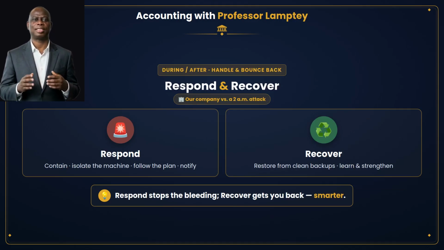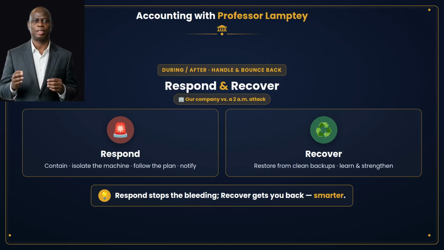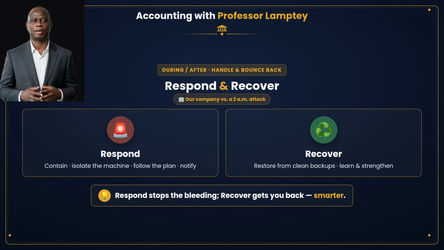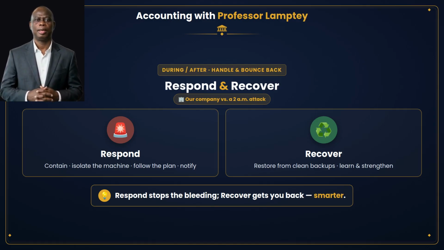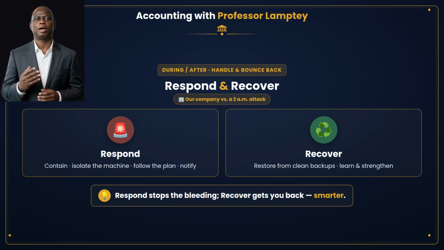The last 2 functions handle the crisis. Respond. Contain the damage and follow the incident plan. Isolate the infected machine, cut off the attacker, and notify the right people. Because our company planned this in advance, it's a calm checklist, not panic. Then recover. Restore operations and learn. Wipe the affected systems, restore from those clean backups, and strengthen the defenses so it can't happen the same way twice. Respond stops the bleeding. Recover gets you back on your feet and smarter than before.